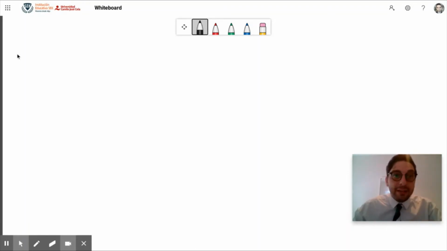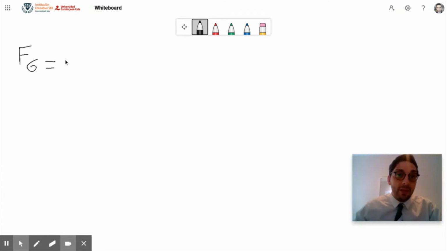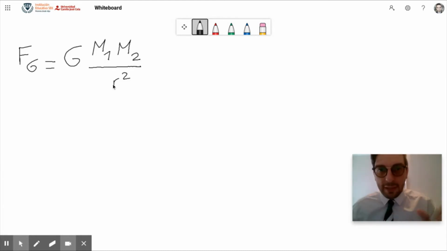We all know the equation of the universal gravitation: gravitational force equals G, that is a constant, the gravitational constant, okay? And we have the mass of the first object multiplied by the mass of the second object, all of it divided by the distance between these two to the square. You can call it R, or you can see it sometimes as a letter D, but it's fine.